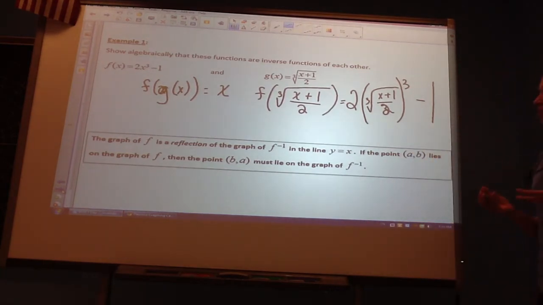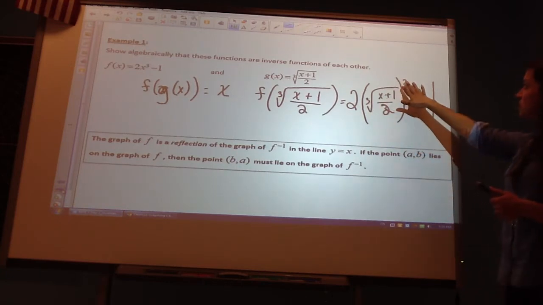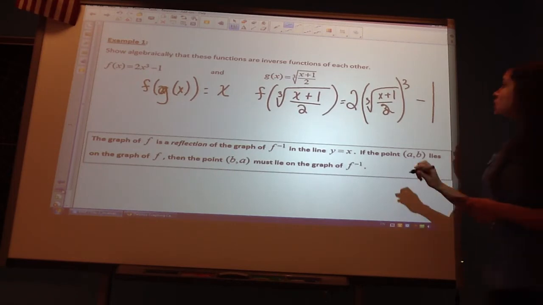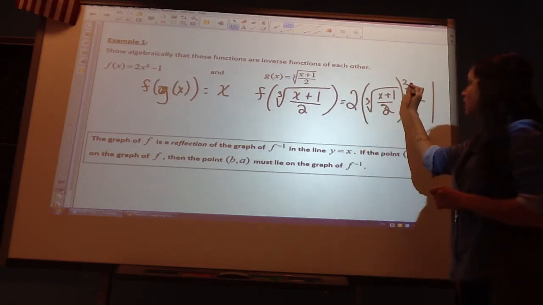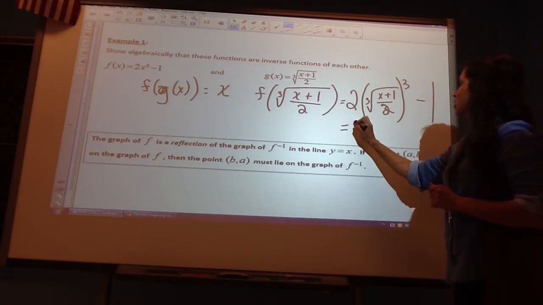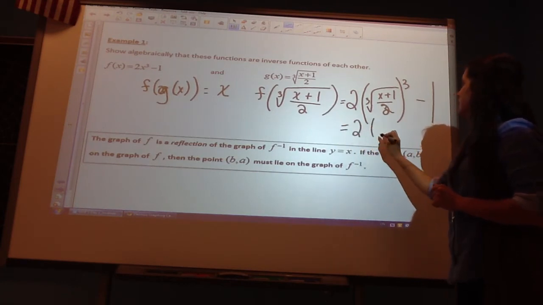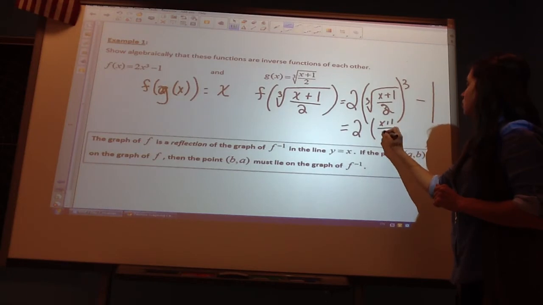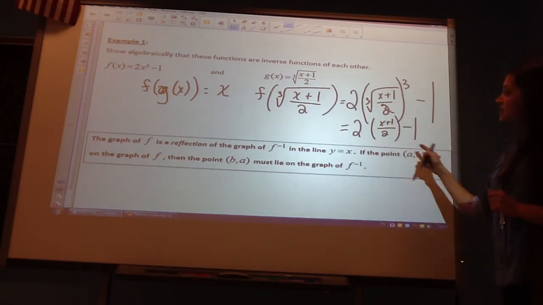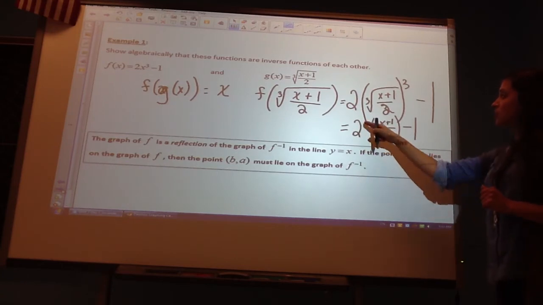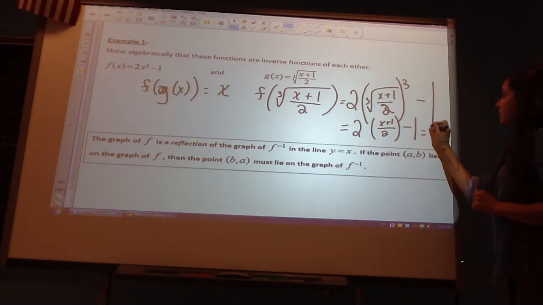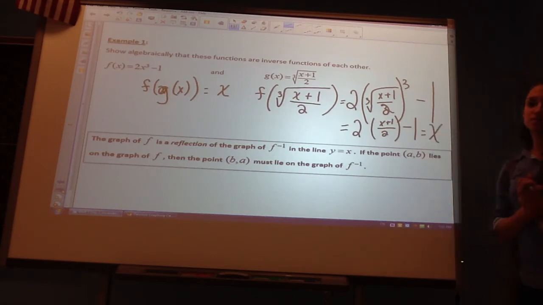Now hopefully you know that the cubed root and the cube are inverse functions. So the cubed root and the exponent of 3 will undo each other and give us a value of 2 times x plus 1 over 2 minus 1. When this is simplified, my 2's will cancel. I'll have x plus 1 minus 1, which does in fact just equal x.